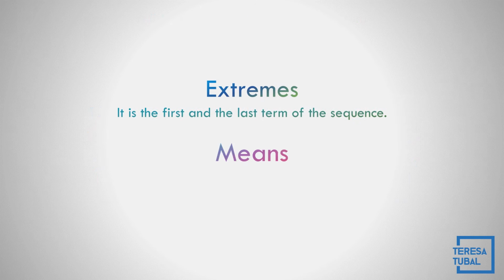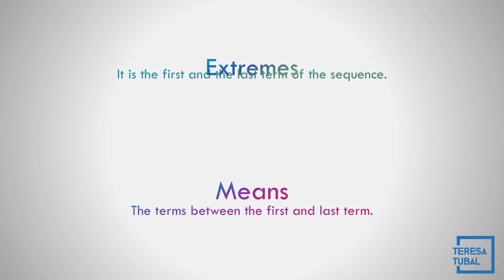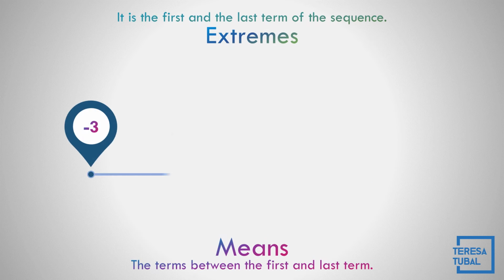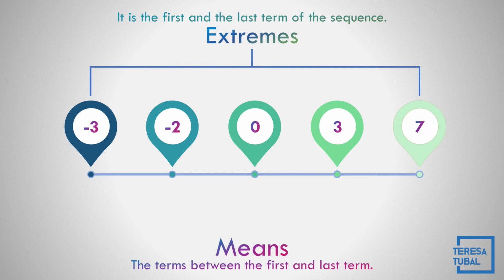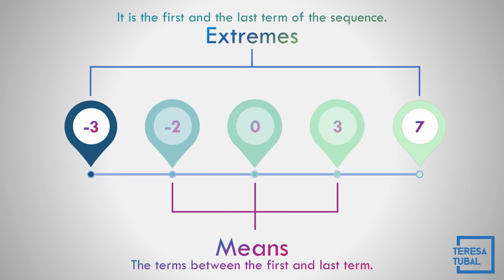Extremes are the first and the last term of the sequence, while the means are the terms between the first and the last term. Based on the sequence, the extremes are -3 and +7 because those are the first and the last term of the sequence, while the means are -2, 0, and +3.